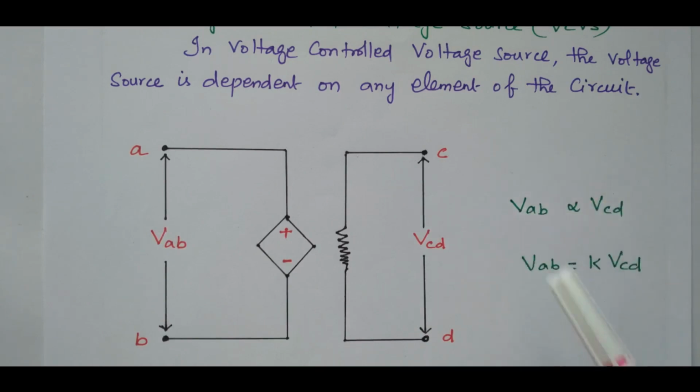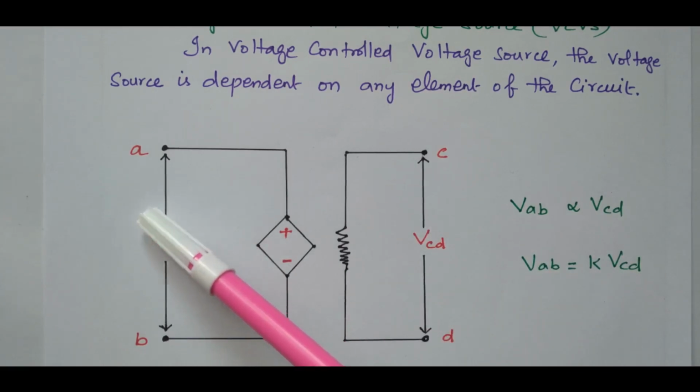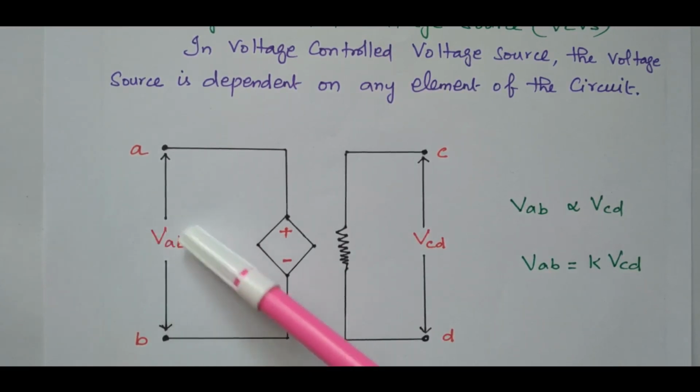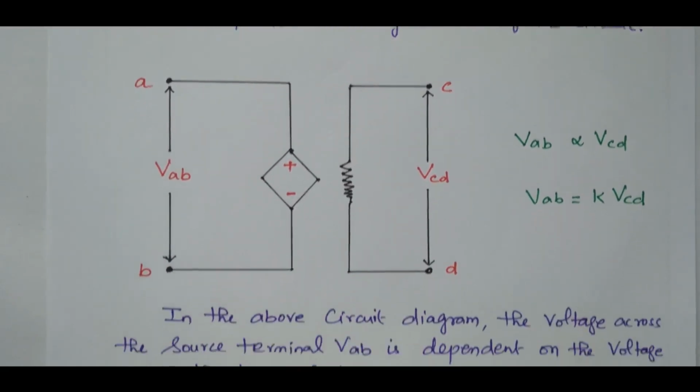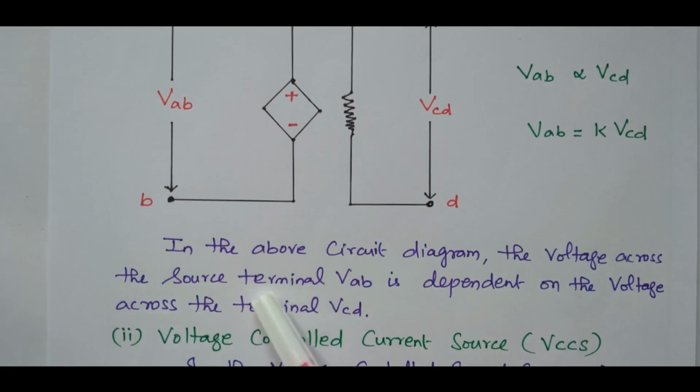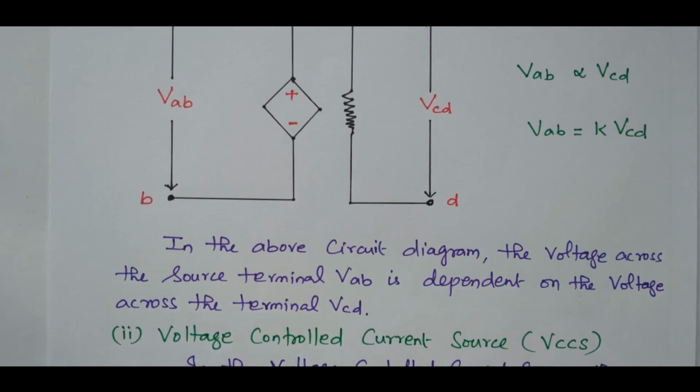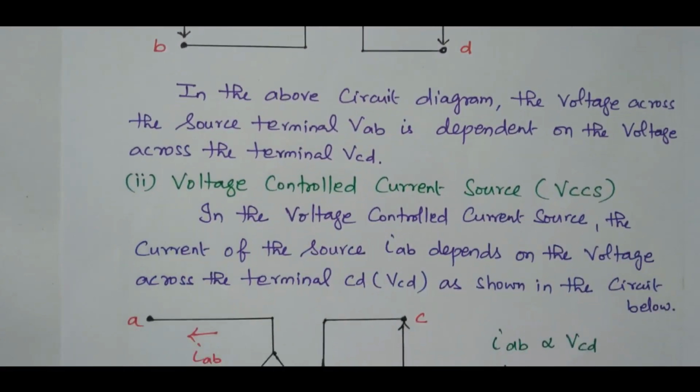In a voltage controlled voltage source, if any change occurs in VCD, this part, that will change the supply voltage also. So VAB equals, while equating, we need to introduce one constant, K, times VCD. This is a constant. So this is called a voltage controlled voltage source. This voltage will control the voltage source; either it will increase or decrease. So in the above circuit, the voltage across terminal AB is dependent upon the voltage across terminal CD. The VCD will control the voltage VAB. Then the next type, voltage controlled current source.